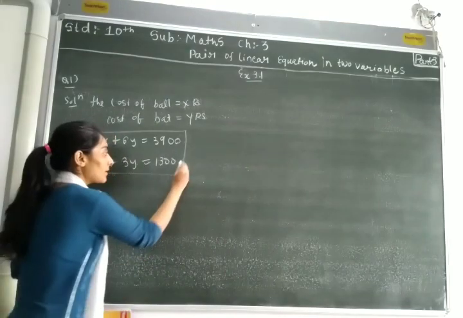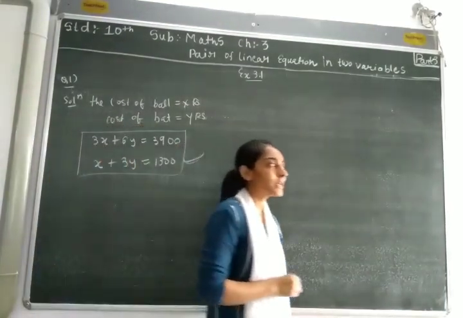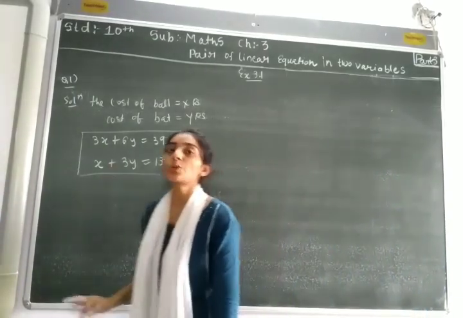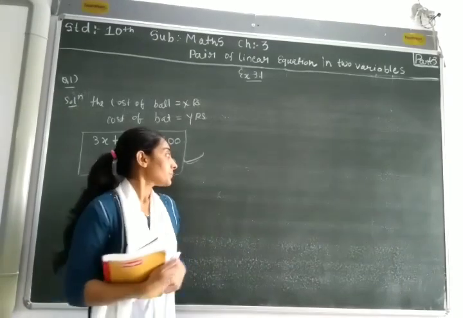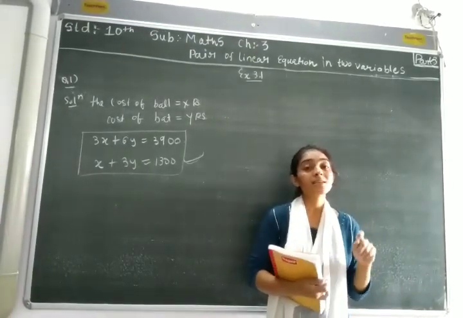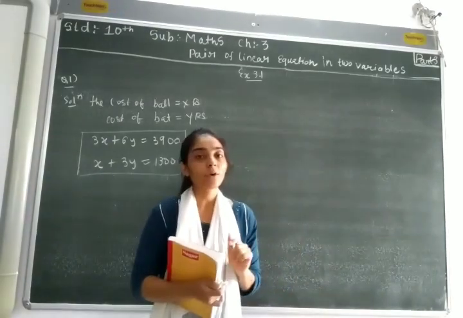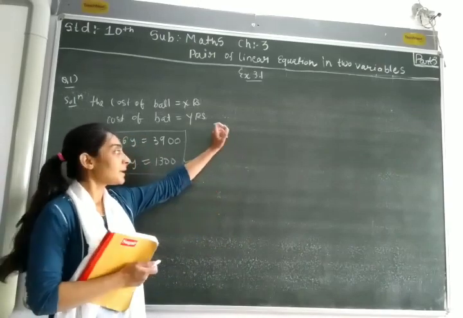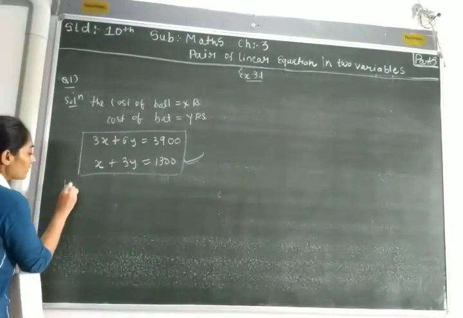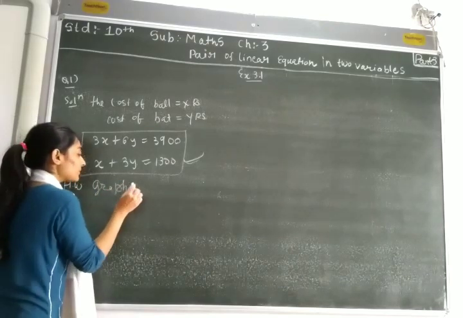This is the algebraic representation. Geometrically, it means you have to draw a graph of these two lines. In your homework you have to draw a graph, because you need more practice on how to draw a graph. So the graphical representation you have to do in your homework.